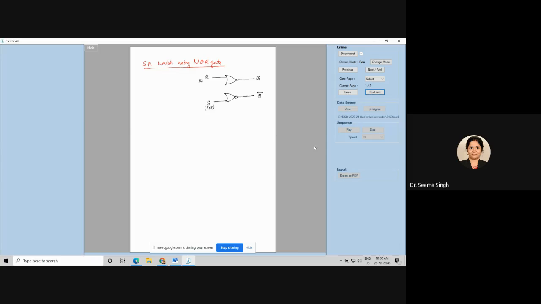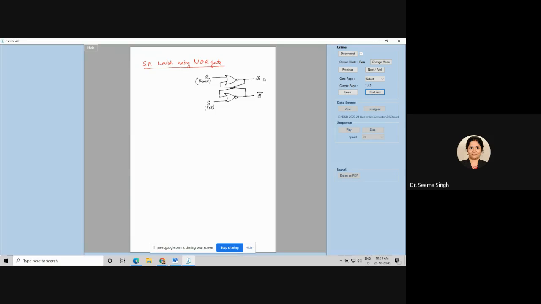S for set, R for reset, and the other input is fed back from the output of the adjacent NOR gate. So this is your SR latch using NOR gate. Now you have to remember one thing. Q is connected to the gate with which R is input. I always tell this so that people do not get confused. R and Q are part of same NOR gate.